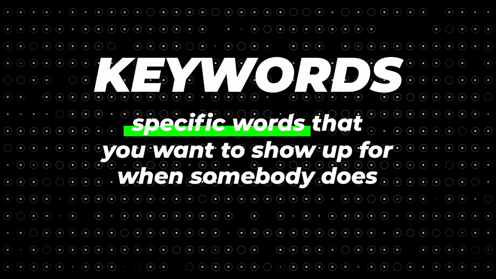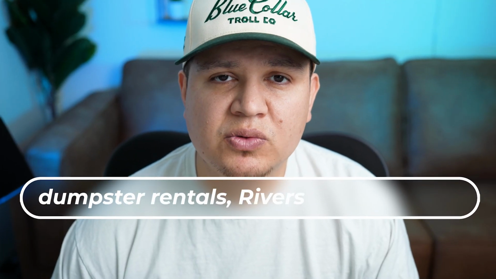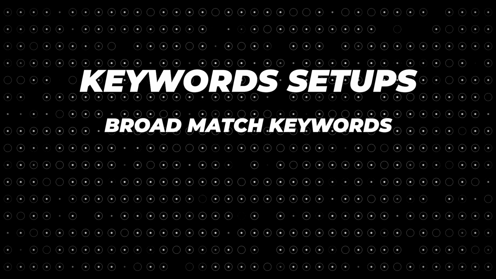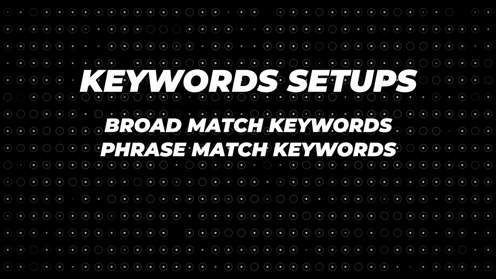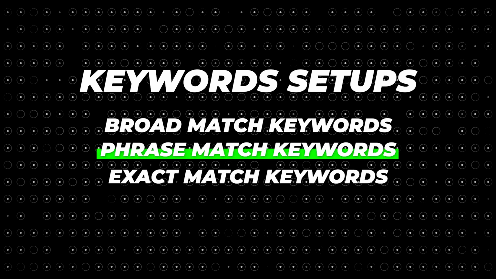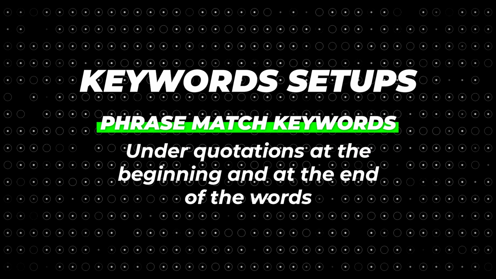Keywords are specific words that you want to show up for when somebody does a search phrase, for example, dumpster rentals, Riverside, California. There are different ways to have keywords set up. You can have broad match keywords, phrase match keywords, and exact match keywords. For me, I specifically use phrase match keywords. These are basically the keywords that are under quotations at the beginning and at the end of the words.